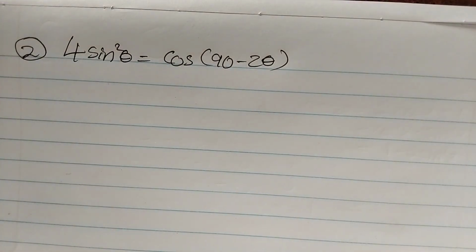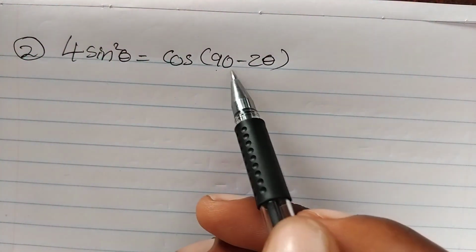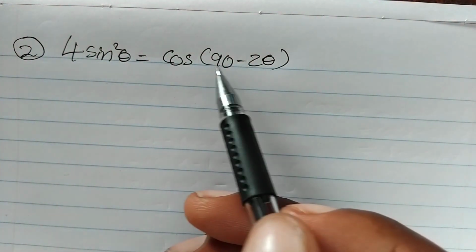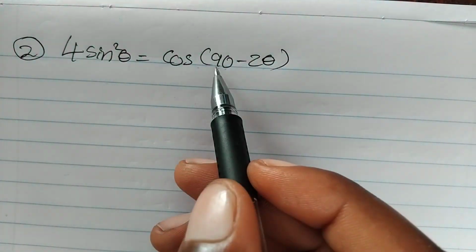Okay, so now we have the second question. It says find the general solution for this one: 4 sine squared theta equal to cos of 90 minus 2 theta. In this case, we can clearly see we have 90 minus 2 theta, so we have a double angle, and we have 90 here. So firstly, we have to sort out the things inside the bracket.